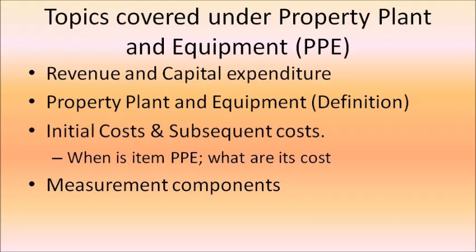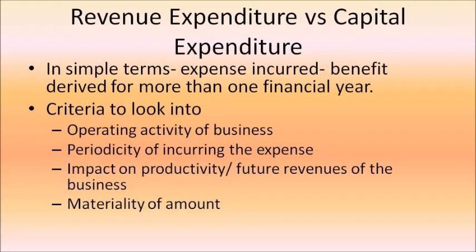The remaining parts of Ind AS 16 will be covered in subsequent videos. As I said earlier, we need to understand the distinction between revenue expenditure and capital expenditure in order to well appreciate the definition of property plant equipment. You will be able to appreciate this better once we move on to the definition. In simple terms, any expenditure, if the benefit is derived from that expenditure for more than one financial year, then it gets identified as a capital expenditure. If the benefits get expired within a financial year, then it is a revenue expenditure.